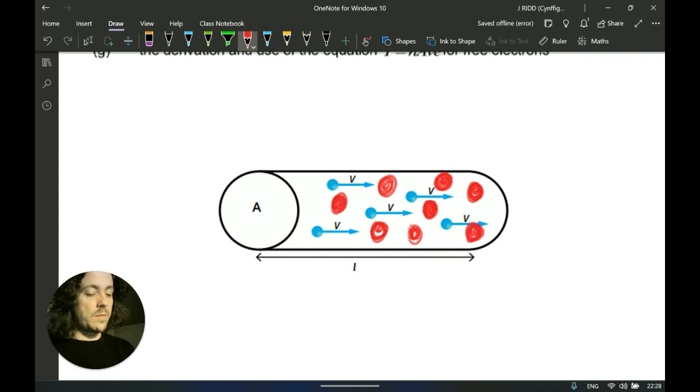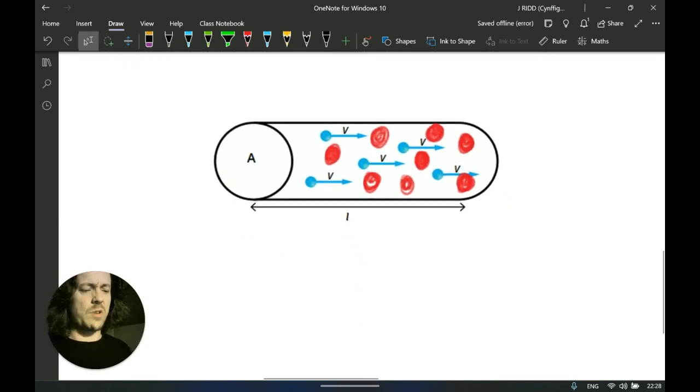And the electrons then are moving through. Now, to know the current here, we need to know roughly how many electrons we've got in a given volume and the rate at which they're moving. So we're going to just do a little bit of mathematics to try and derive that.